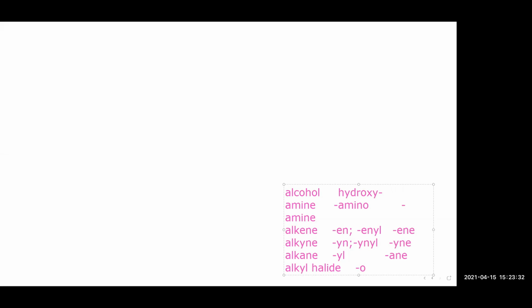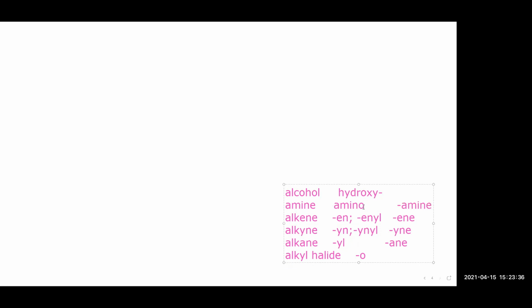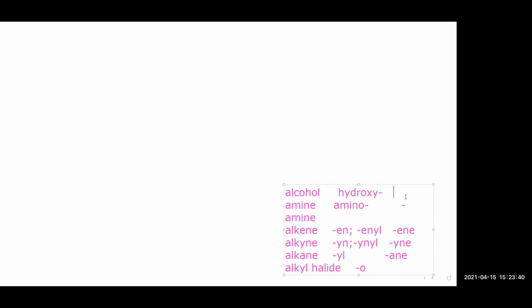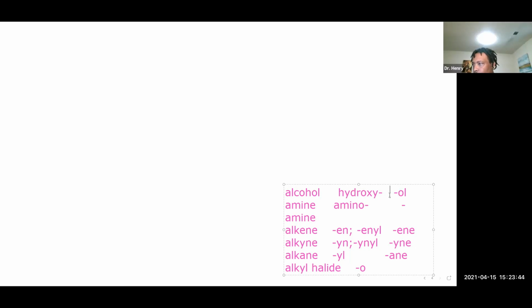And OL is the suffix. We'll start simple and then we'll work our way up. Okay. This guy is called ethanol. It's called ethanol because they're all single bonds and it's attached to that OH group. So alcohols have OH attached to it.